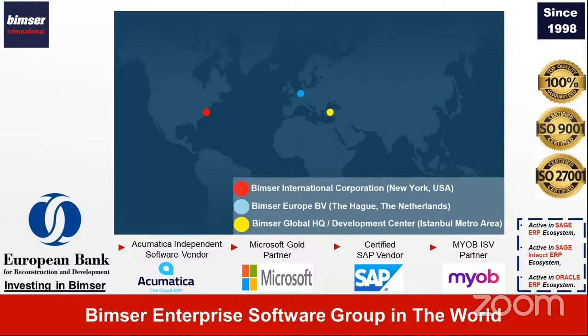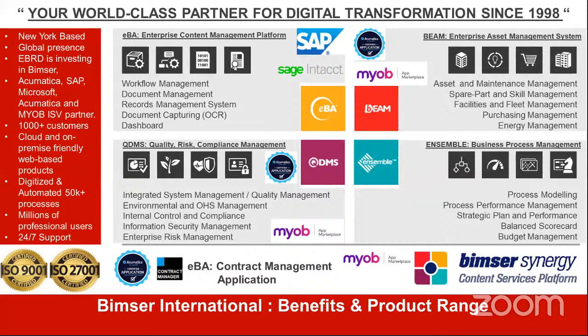Since 1998, we developed these 4 products: eBA, BEAM, QDMS, and Ensemble. eBA is an electronic business automation platform, and I'll share more information about eBA in a minute. BEAM is an enterprise-level asset, maintenance, fleet, energy, drone management software. You can manage your assets, preventive, predictive, periodic maintenance operations on your assets to have an extended lifetime of your assets, your machinery, equipment, buildings, cars, trucks, and other corporate assets that you may have.